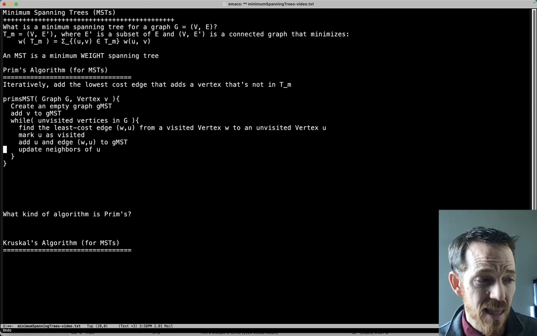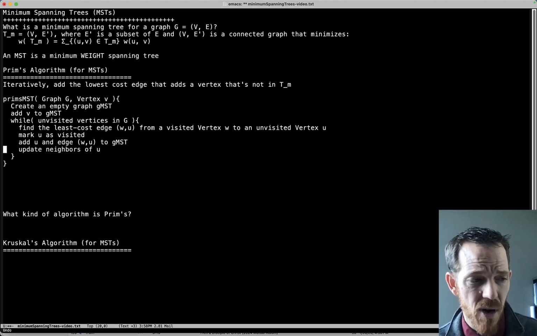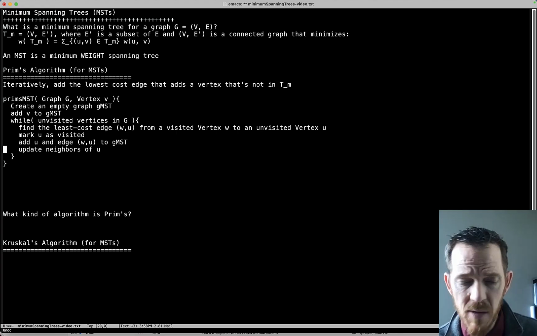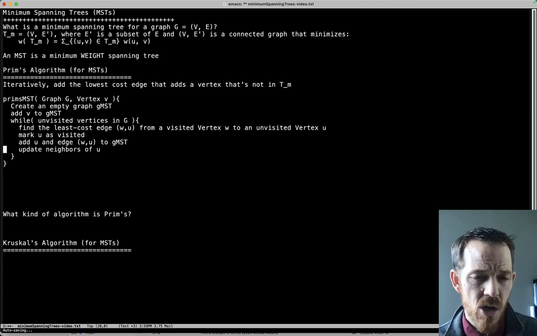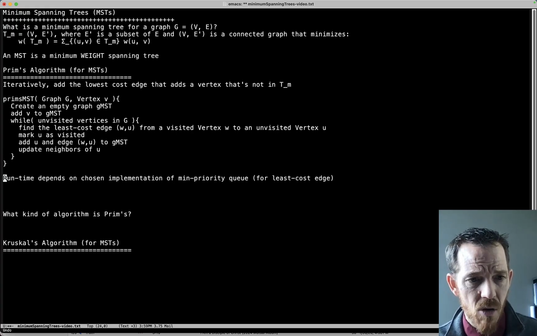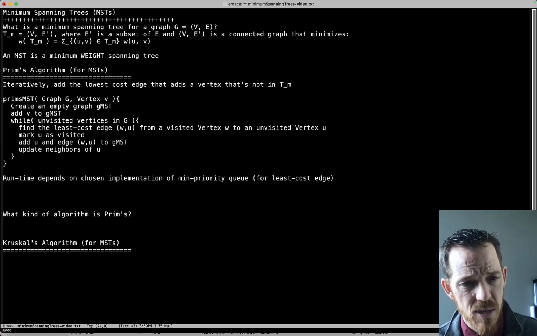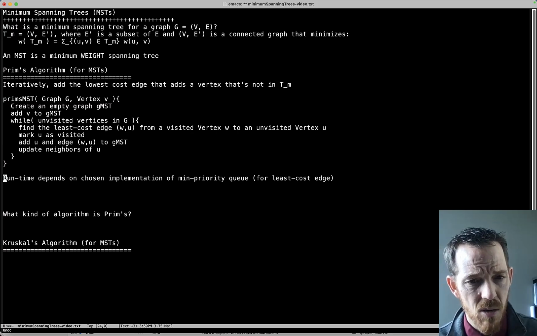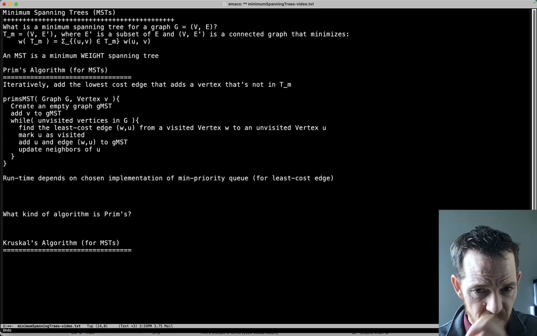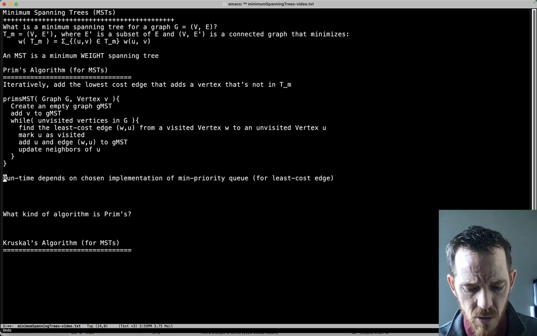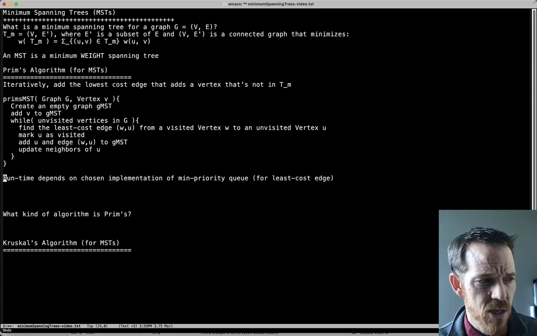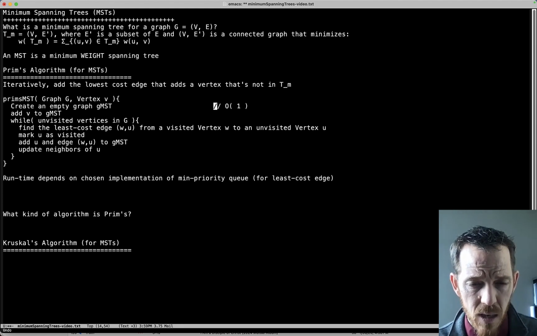Now, when you hear least cost edge, what data structure could efficiently implement that? I'm hoping you're thinking minimum priority queue, a min heap, or maybe even a Fibonacci heap. The runtime for Prim's algorithm really depends on what implementation we choose for our min priority queue. So let's go through and talk about each of these components and how they contribute.